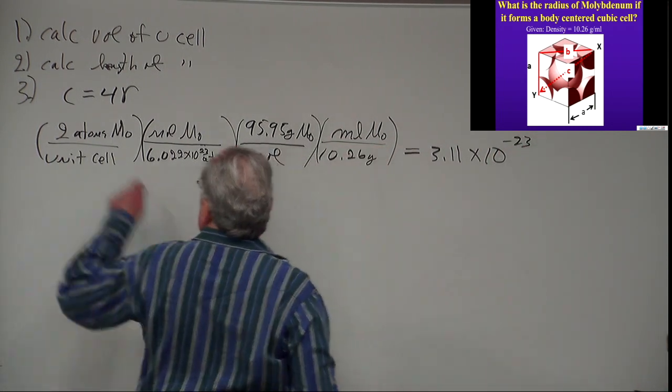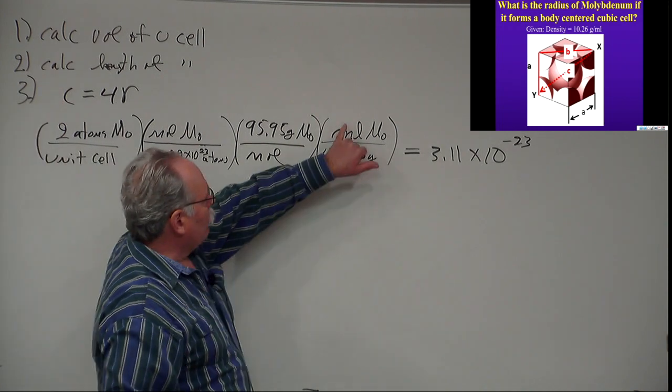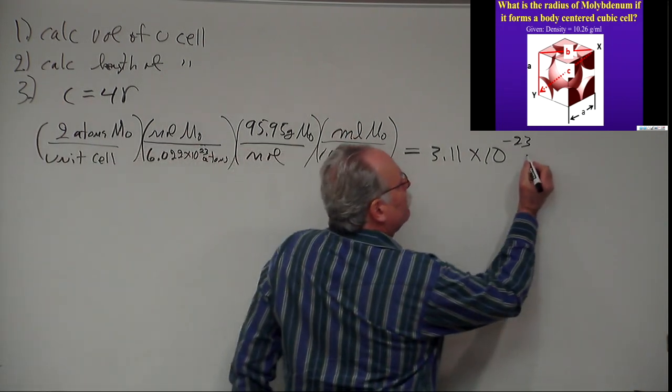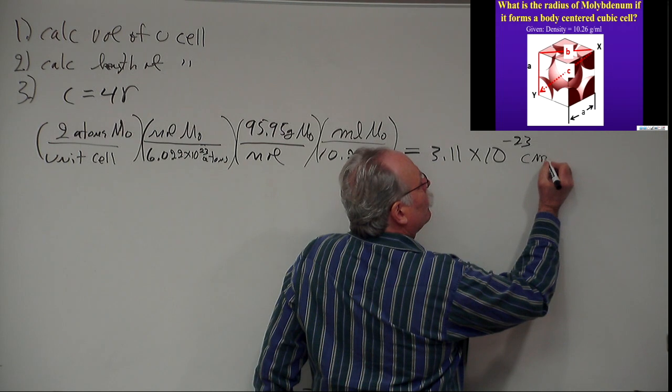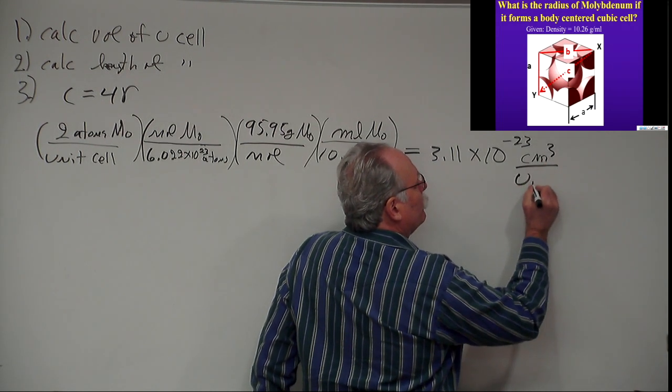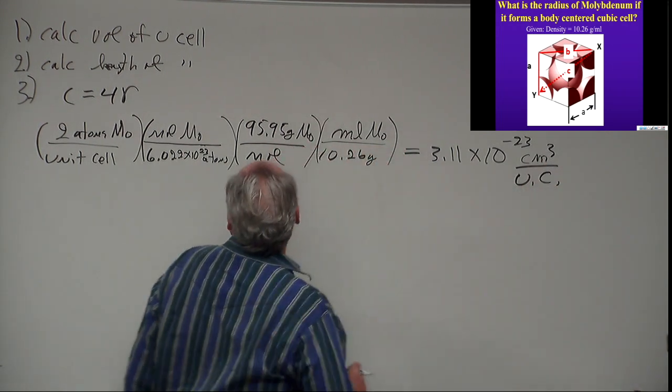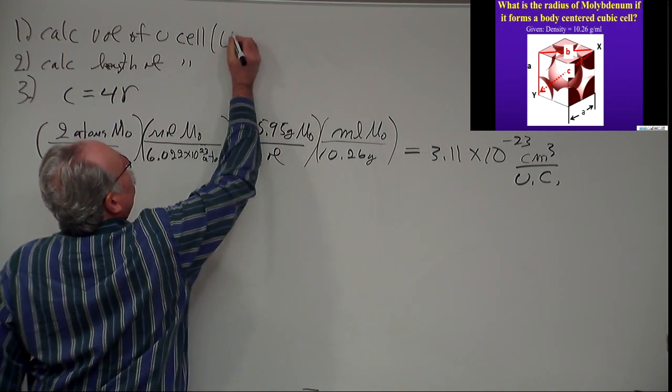Now, in the next step, we're going to convert this to length. So I'm going to write mL as centimeter cubed per unit cell, and I'll use UC for unit cell, okay?